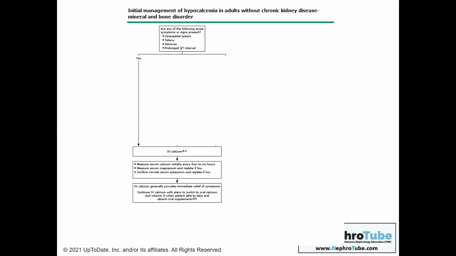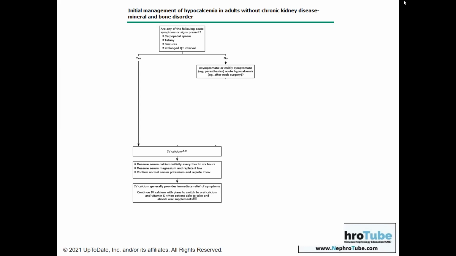Then you have to measure the calcium initially every 4 to 6 hours. Also, if you are correcting magnesium deficiency in this patient, you have to follow up and correct any other electrolyte disturbance associated with hypocalcemia, such as potassium disturbance. Intravenous calcium gives relief of symptoms, and we have to switch to oral calcium and vitamin D if needed, according to the vitamin D level of the patient, once the symptoms are stabilized.